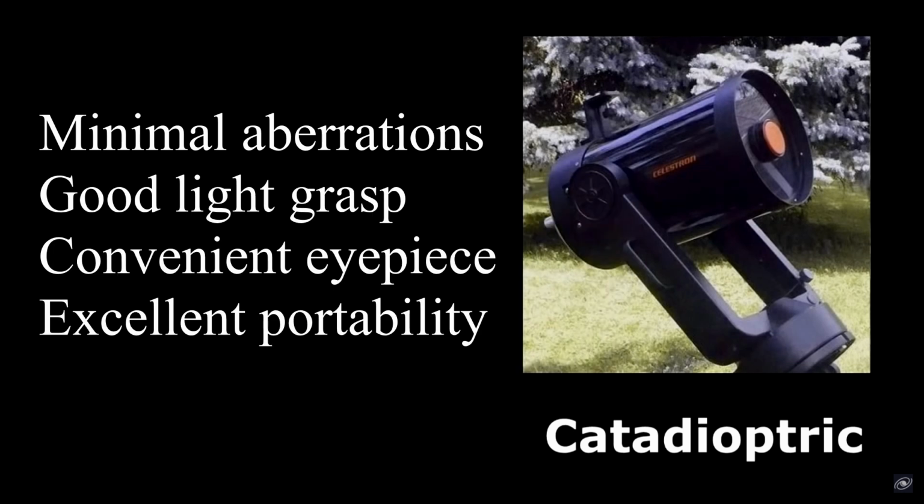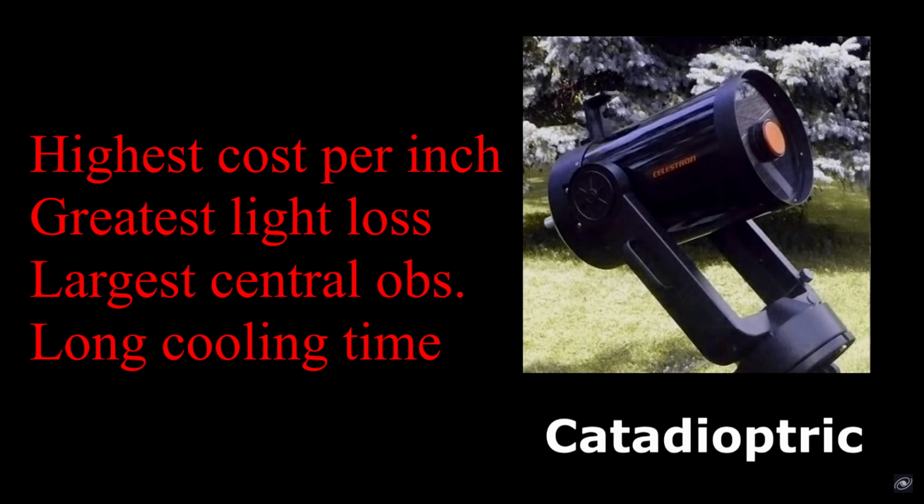These telescopes can take very long focal length of light path and fold them in very short tube. Manufacturing of these types of telescope is very expensive, cost per inch. Then you get greater light losses because of multiple lenses and mirror, and generally these types of telescope have very large central obstruction.